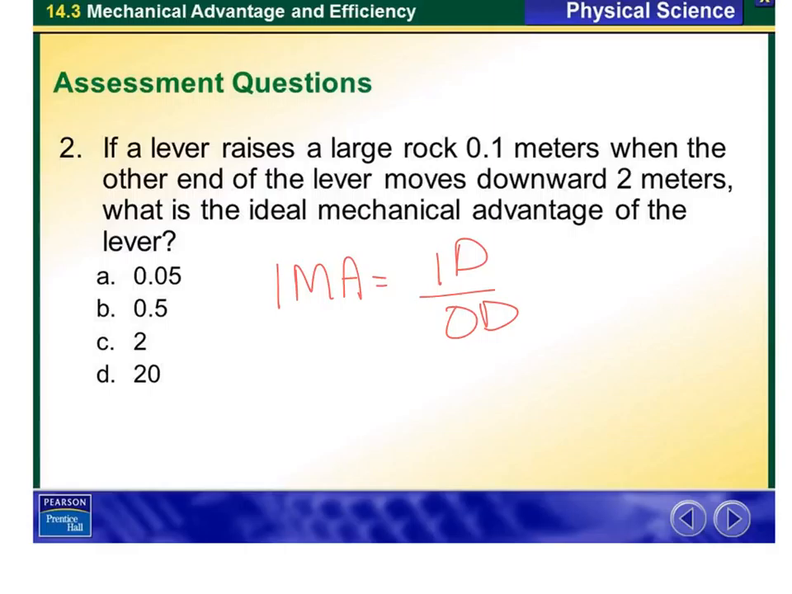So what is my input distance? Now be careful with this question because the actual input distance is given second. How much is the lever being pushed down in order to raise the large rock up? The input distance then is 2, and the output distance is that the rock only moves 0.1 meters. That means the mechanical advantage is 20.